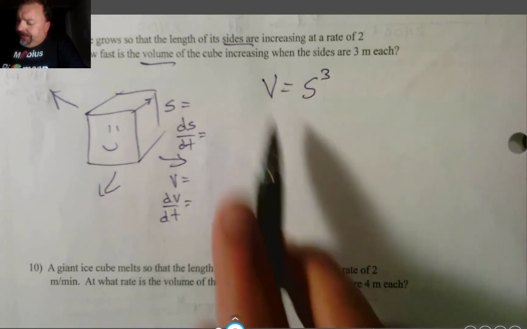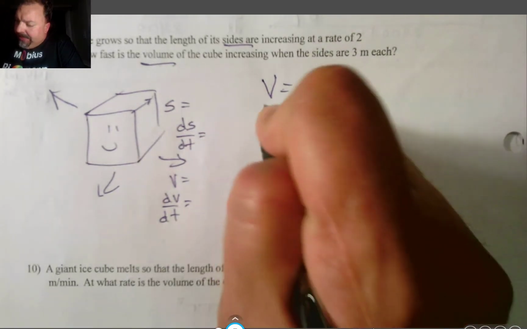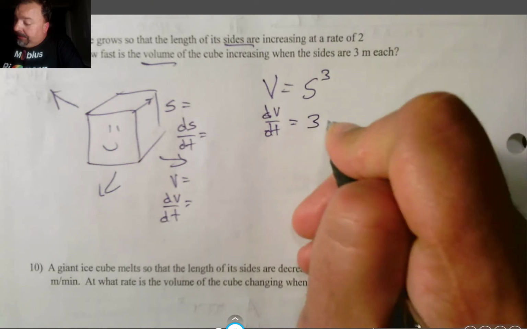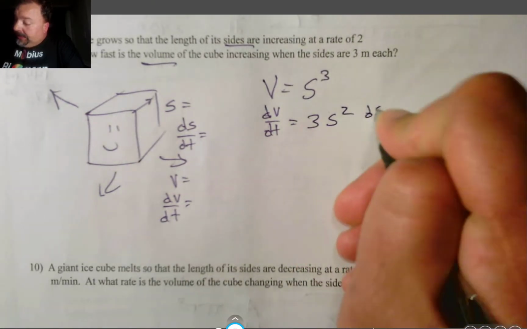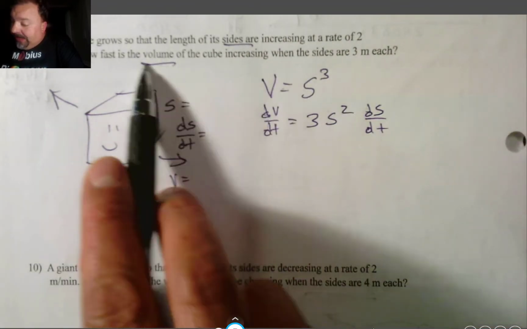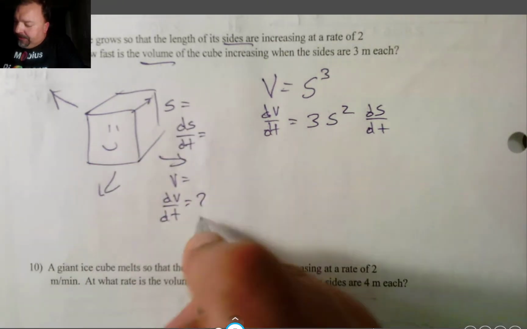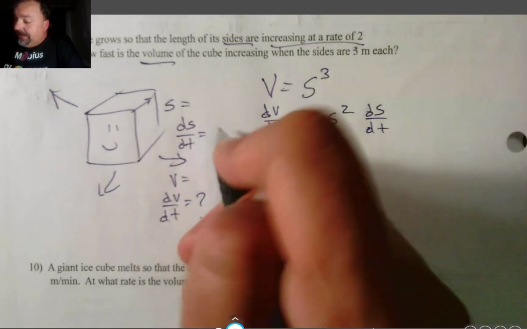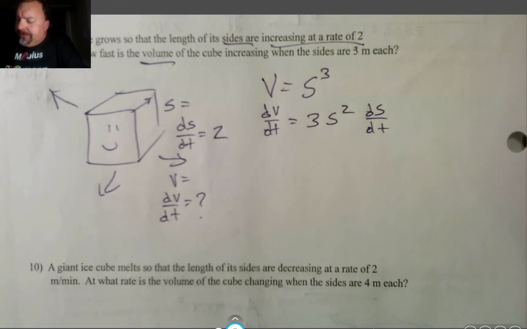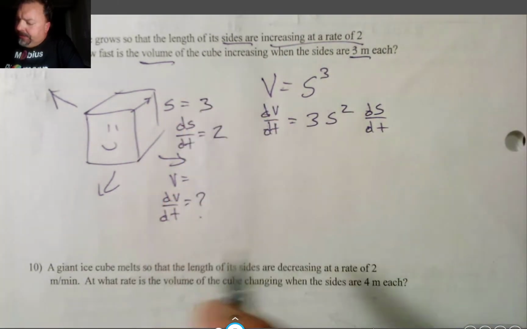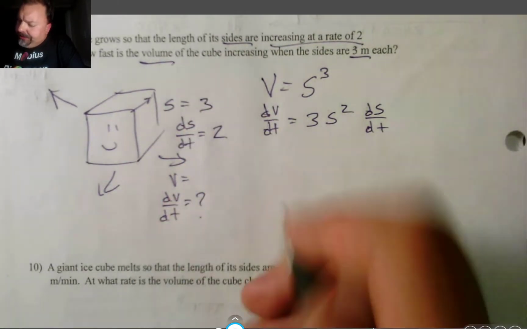And now let's take the derivative on both sides with respect to time. So we're going to have dV/dt, and that's going to equal, we got to use the power rule over here, 3s squared, and chain rule, ds/dt. And what do we want to find? We want to find how fast the volume is increasing, so this is what we want to find. And we know two things. We know that it's increasing at a rate of 2. What's increasing? The side length. So it's getting bigger, so that's going to be 2. And the side length at a particular time is 3 meters. So we can plug that in, so we can solve for this, dV/dt.